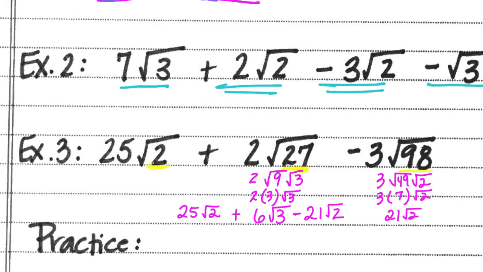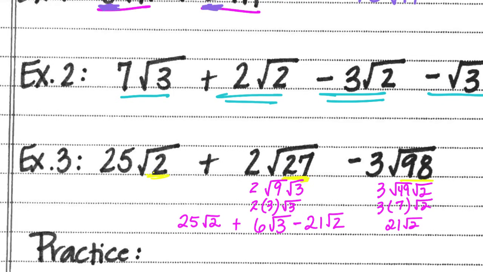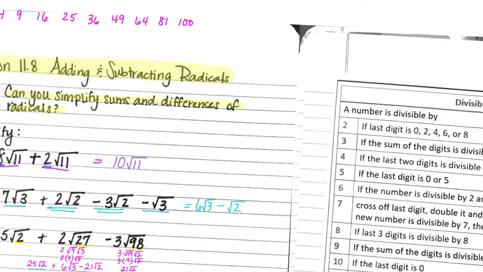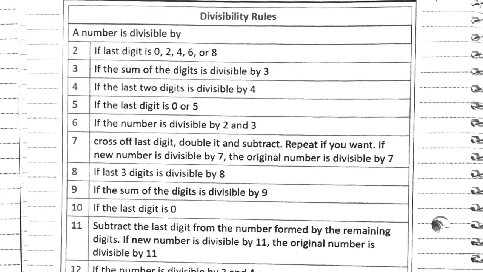And remember, we can only add things that are like radicals. So 25 root 2 and negative 21 root 2 is 4 root 2. And it looks like the 6 root 3 stands alone. Great job. Oh, one other thing I wanted to talk about in this is hopefully you know your divisibility rules.